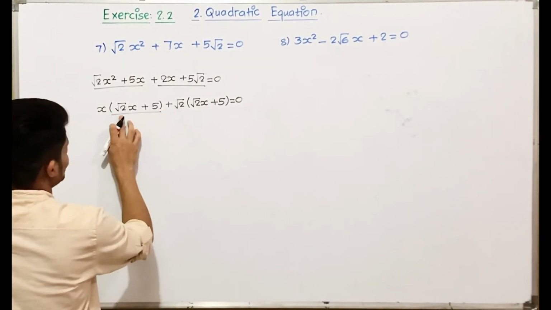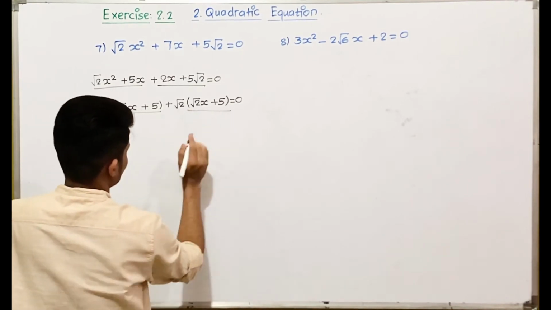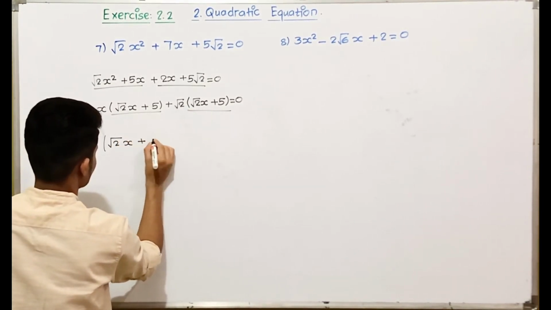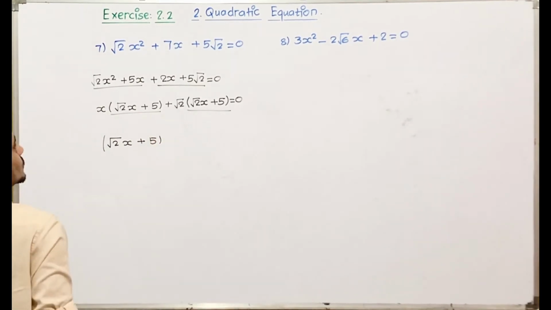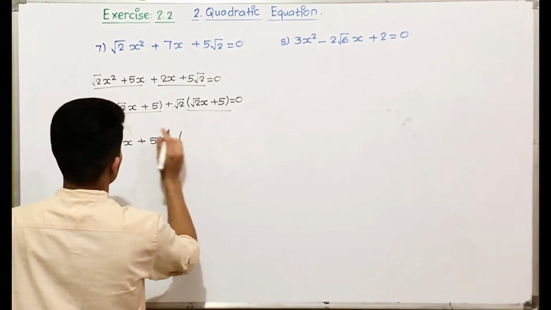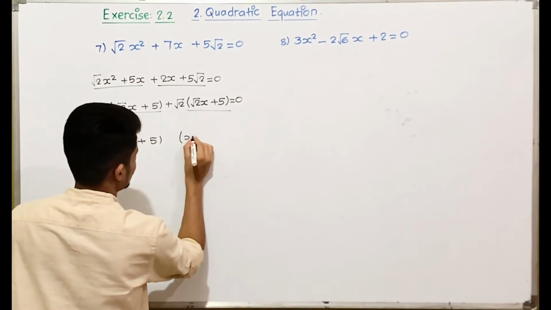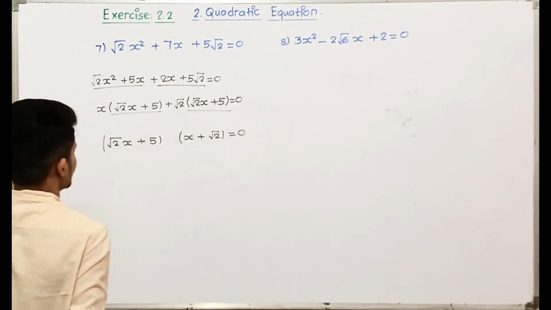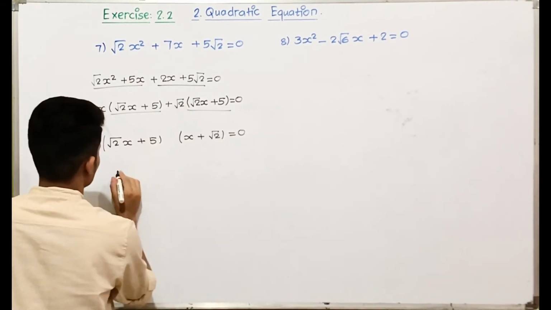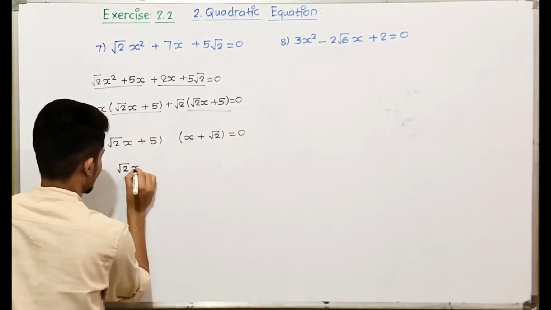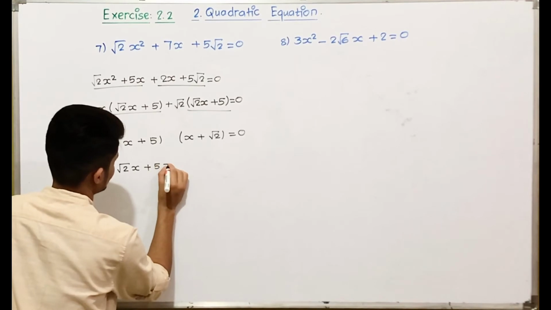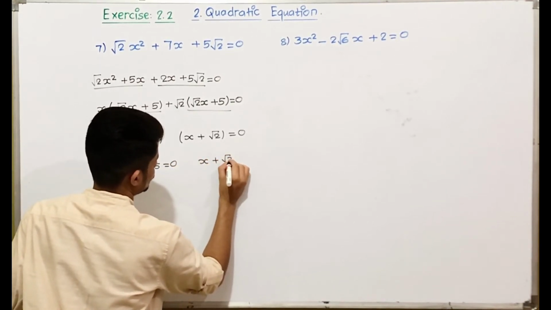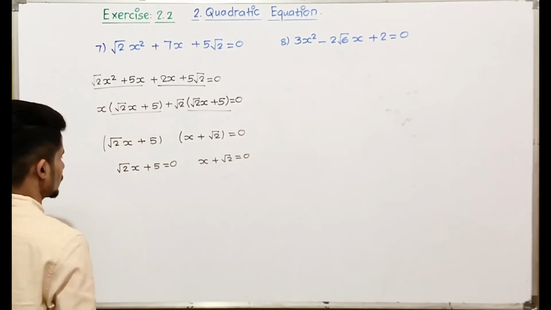Now √2x + 5 is common, so we'll write √2x + 5, and the remaining is x + √2. (√2x + 5)(x + √2) = 0. So we'll equate each with 0, that is √2x + 5 = 0 and x + √2 = 0.